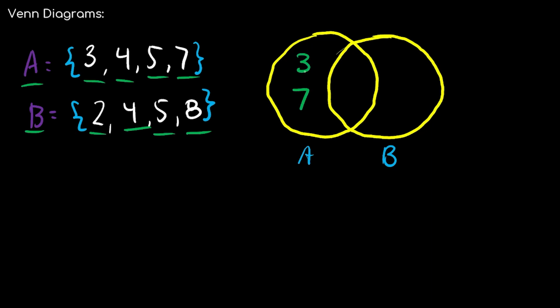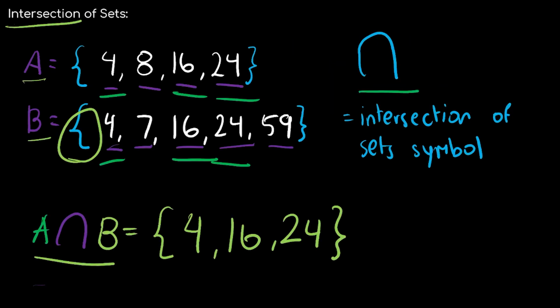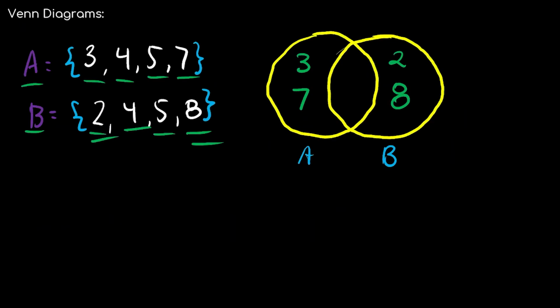What about B? What are the unique numbers in set B? Unique meaning it's only findable in that set. Right here we have 2 and then 8. So write it down. And then the remaining numbers are the duplicates from before, the intersection of sets. As you guys know, I called this the intersection earlier. And the intersection is 4 and 5.